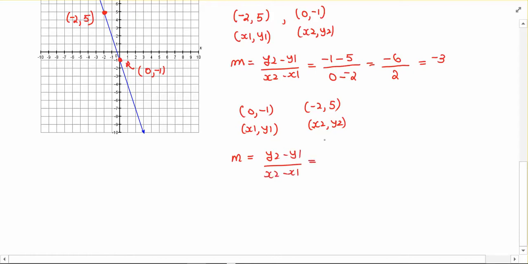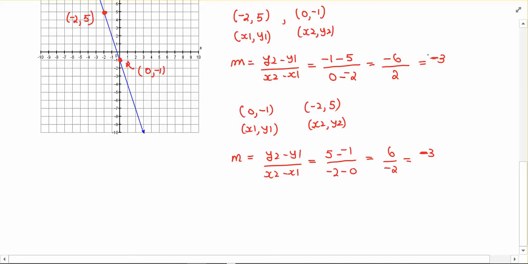So in this case, it's going to be 5 minus minus 1, and in the denominator, I have minus 2 minus 0. That's going to be 6 over minus 2, which is negative 3. So you can see that no matter which way you name the coordinates, it doesn't matter, you're going to get the same slope value. And notice how the negative, which we expected, also worked out nicely in this problem.